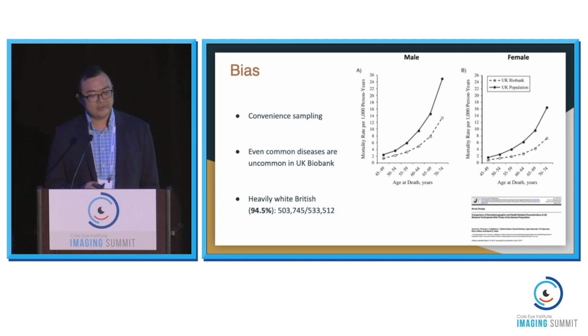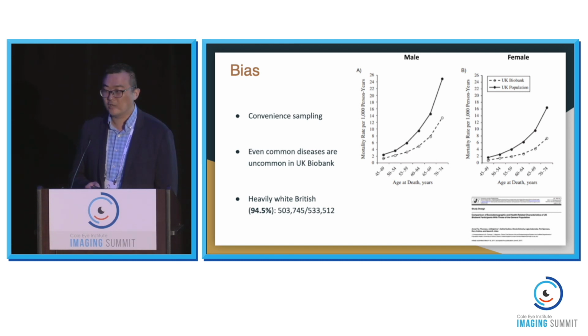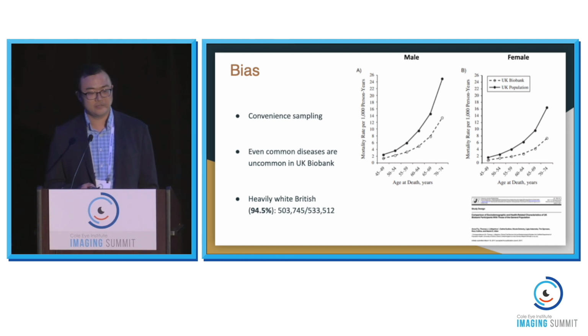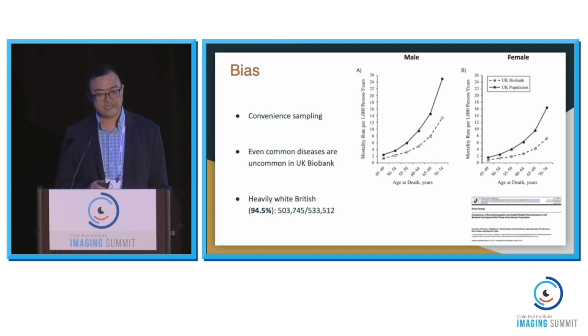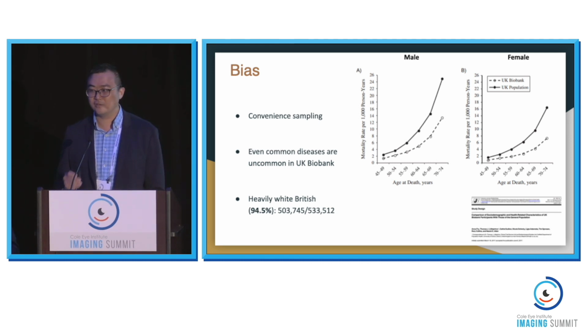And so what that led to is a situation where even common diseases are really uncommon in the UK Biobank. On top of that, it's very heavily white British. In fact, it's about 95% white British. This leads to a strange situation where there's a healthy volunteer bias, such that if you want to live 10 years longer than anybody else in the UK, you sign up for the UK Biobank.